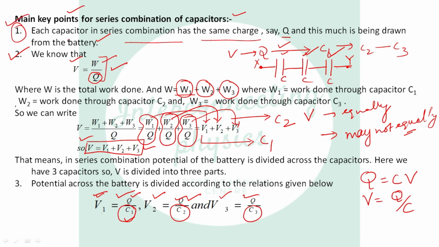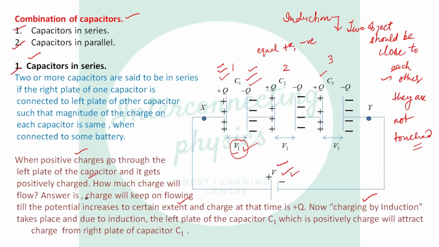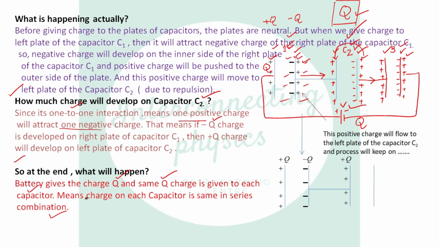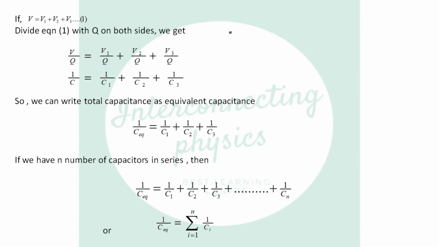I repeat again. Number one, charge is the same across each capacitor. Potential gets divided into all capacitors, and the potential divided depends upon the following relationships. So in exams, if you are asked for the series combination of capacitors, you don't have to write so much about what is actually happening, the induction process. You just have to write the definition of capacitors in series, the diagram, and calculate the capacitance. Simple.